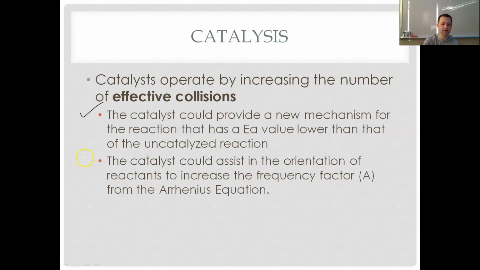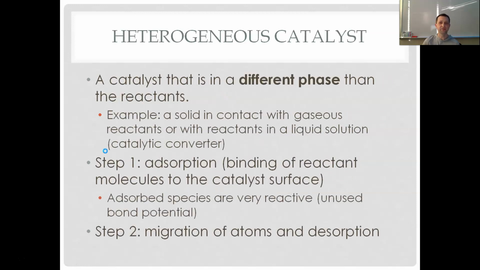A catalyst could also assist in the orientation of reactants, and you know that's important from our lesson on collision theory. The proper orientation plays a big role in how fast a reaction goes and if you have effective collisions or not. A proper orientation is going to affect the frequency factor A from the Arrhenius equation, which is what we looked at a couple minutes ago, and that's going to help increase the rate of your reaction there. All right, so we can lower the activation energy, and we can increase our frequency factor by manipulating the orientation of our reactants to increase effective collisions.